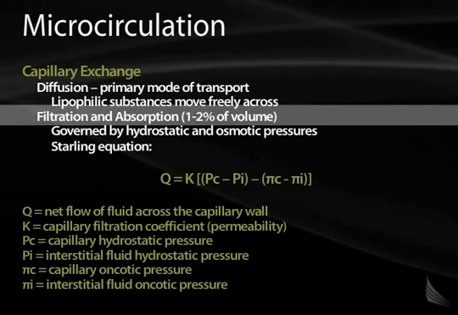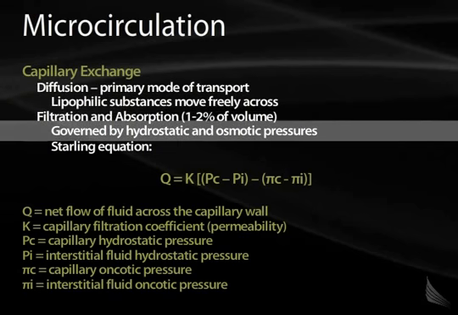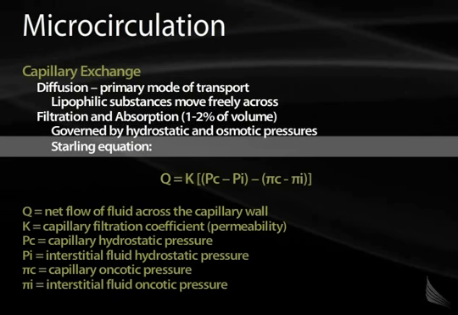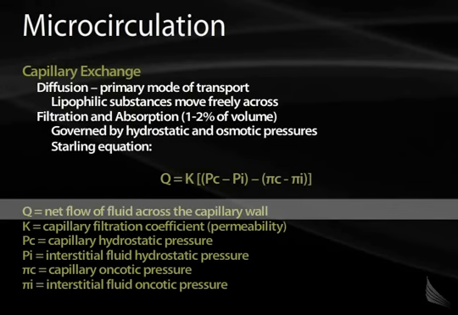The movement of fluid between the capillary and the target organ is governed by the hydrostatic pressure, which means the blood pressure or the fluid pressure, as well as the osmotic or oncotic pressures. The Starling equation, which is pictured here, is Q, which is net flow of fluid across the capillary wall. A positive Q means flow of fluid out of the capillary into the tissue. A negative Q means flow of fluid from the target organ back into the capillary.